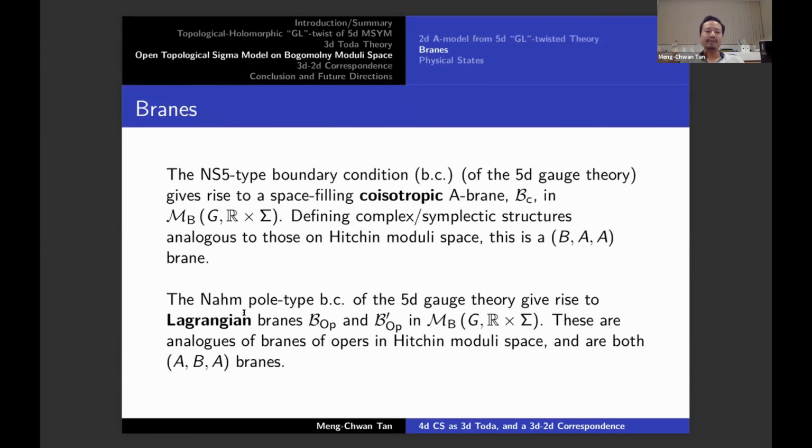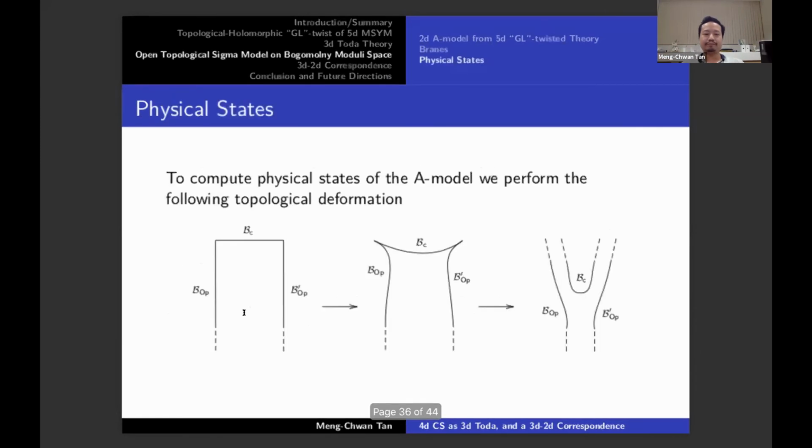And so what happens is that we have boundary conditions. We have 2 types, if you remember. So we have the NS5 type boundary condition at the origin of R plus, with Nahm pole type boundary condition at the 2 ends of I. And this results in space-filling co-isotropic A-branes at the origin of R plus. And then Lagrangian branes, which are analogs of the branes of opers in Hitchin moduli space, on the 2 ends of I, okay? So we end up having a sigma model that looks like this, okay?